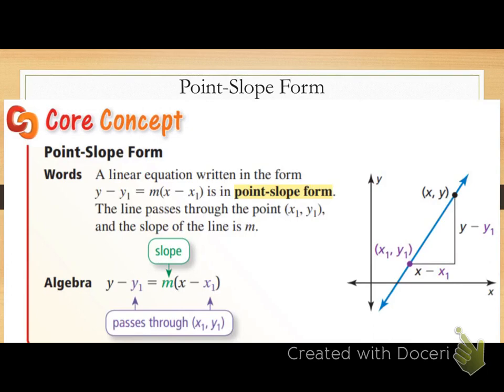Any questions about point-slope form so far? It's just another form of a linear equation. Am I good to move on, or do I need to wait a little bit? Good?